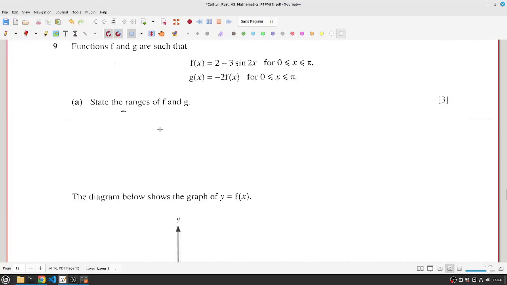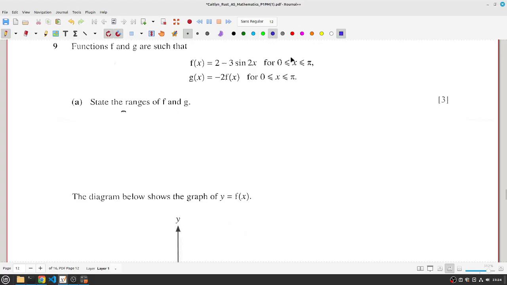Okay, so we are on question 9. Now we're given that functions f and g are such that f(x) is 2 minus 3 sine 2x between 0 and pi, and g(x) is negative 2 times f(x), also between 0 and pi. A. State the ranges of f and g.